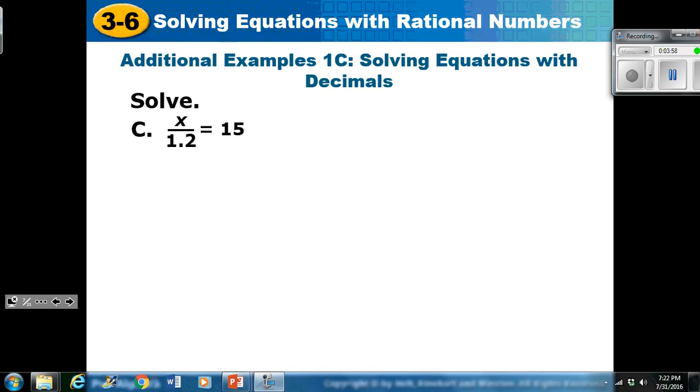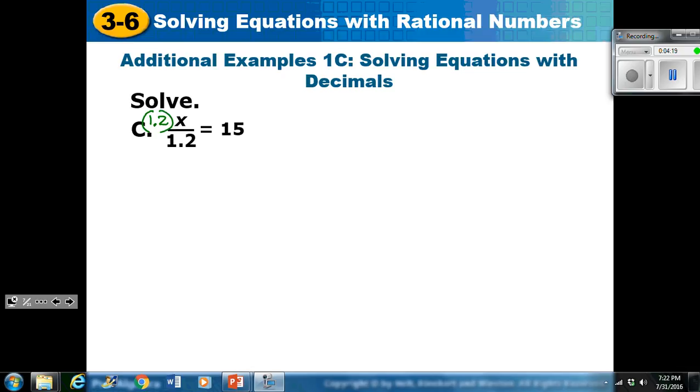Okay, from this point on, I'm not going to show you all the computation. I'm going to assume that you know that from other chapters or that you're being allowed to use your calculator. All right, so here we have x over 1.2. That means x is being divided by 1.2. To undo dividing by 1.2, you multiply by 1.2.